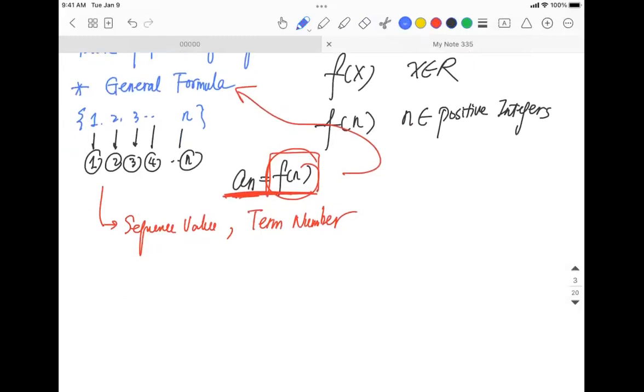So for instance, what is the general formula? For instance, this one: a_n equals n, right? This is our general formula. As long as you understand the general formula, which is very important, let's go to the recurrence formula.